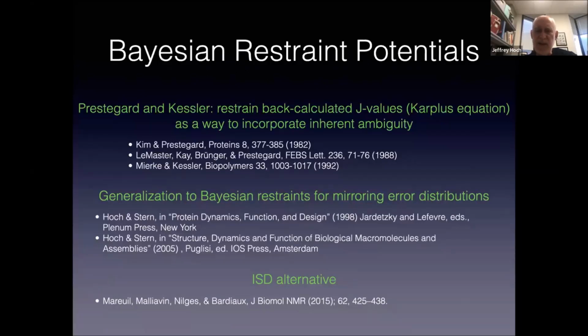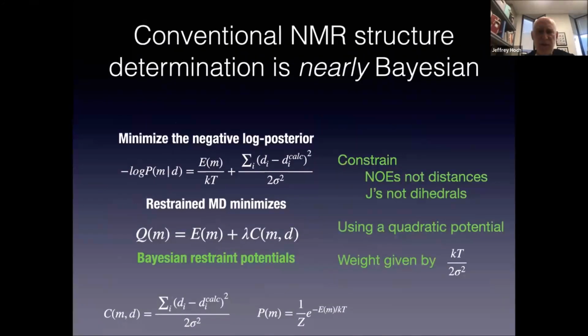That basic idea could then be generalized to the notion of Bayesian restraints, so that you're putting a quadratic restraint on a forward modeled or back calculated observable rather than on dihedral angles or distances. So in other words, restrain J values, restrain calculated NOEs instead of restraining distances and angles.